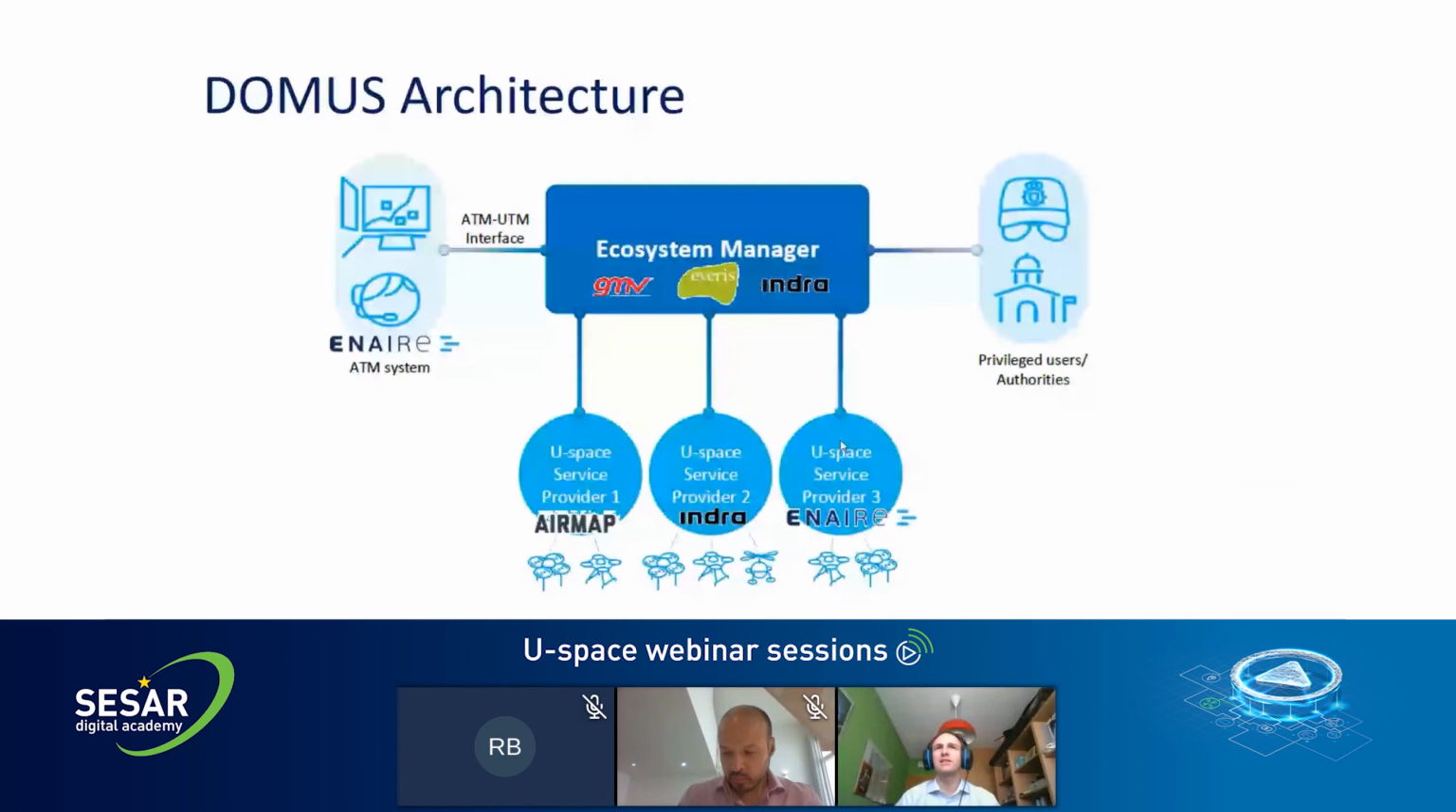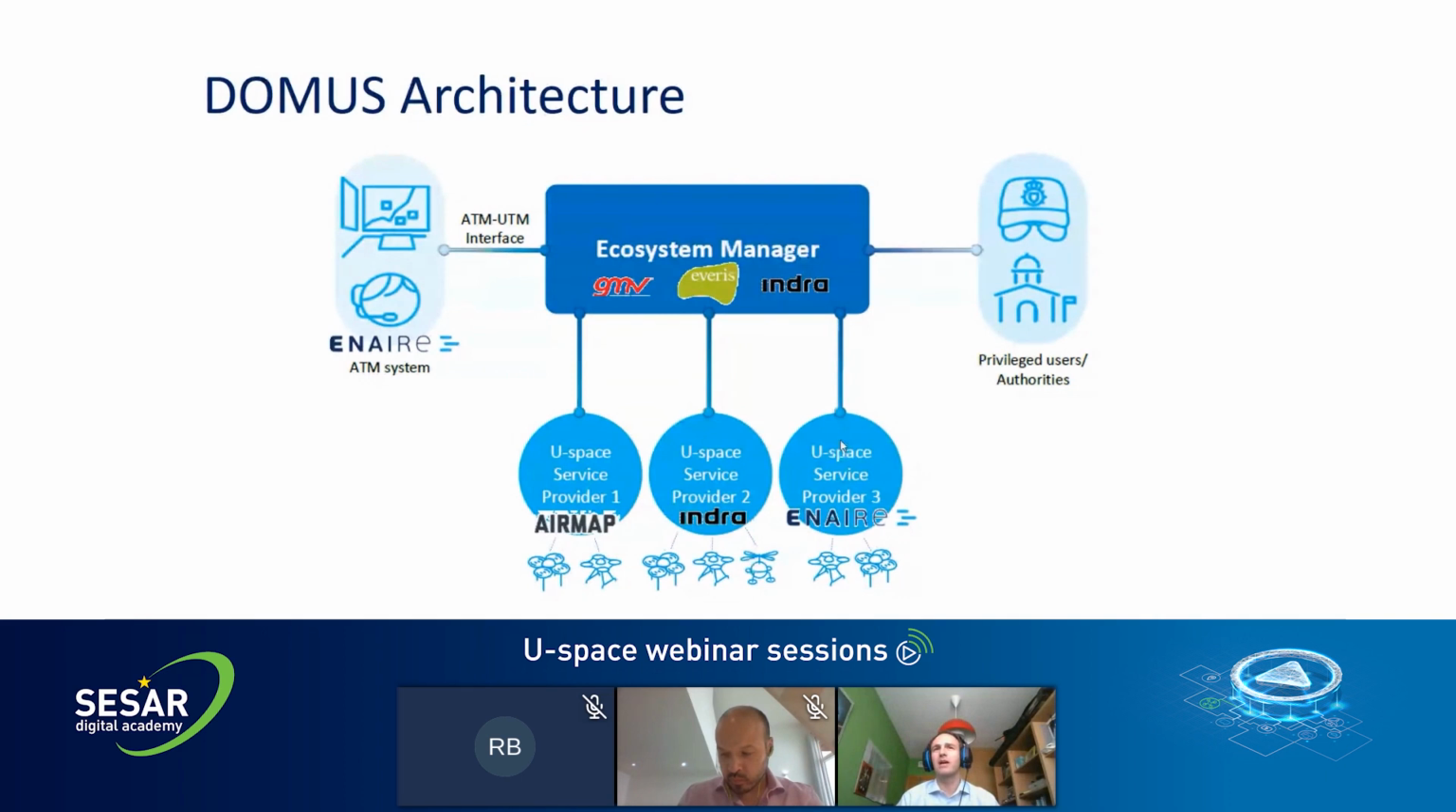In this image, you can see the architecture using Domus for USpace deployment. The main concept is that the ecosystem manager is the core of the USpace, operated by a national entity that could be an air navigation service provider or another entity. It handles the critical parts of the system, such as safety, security, and privacy.